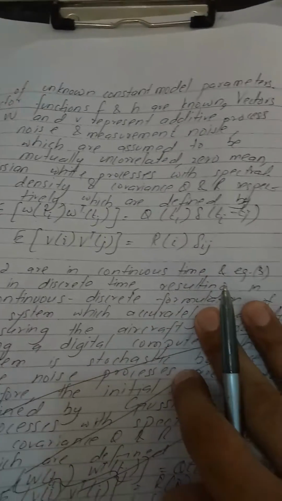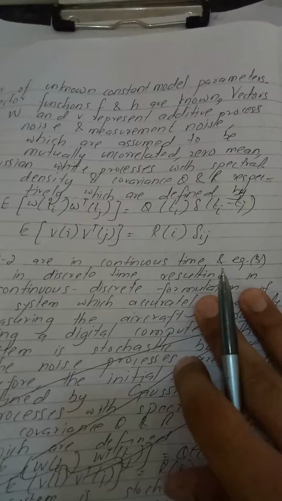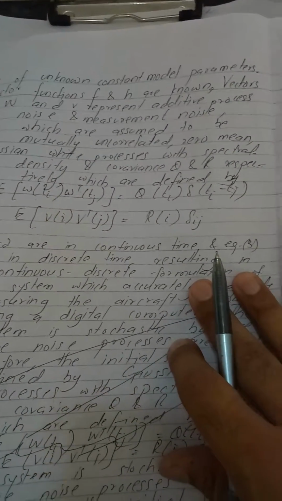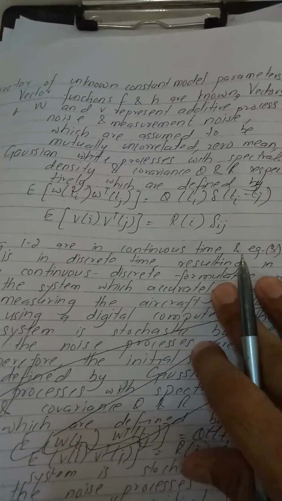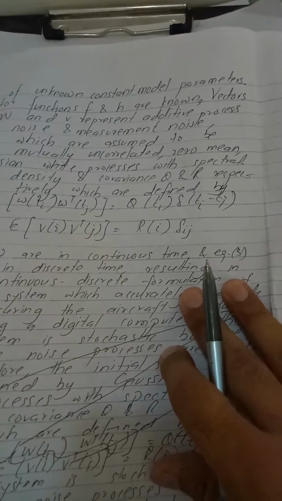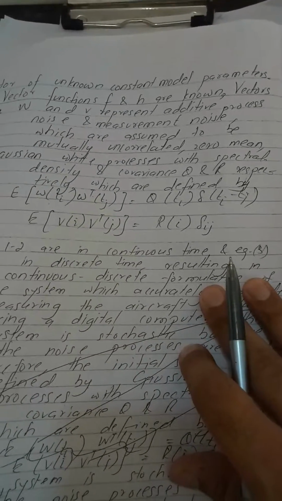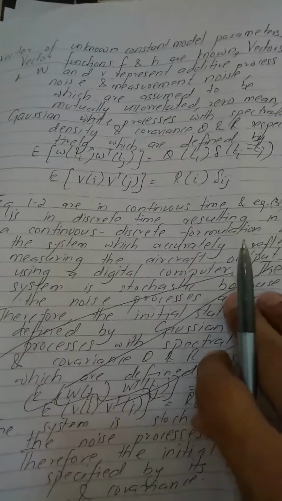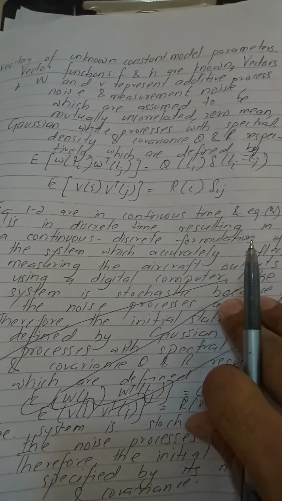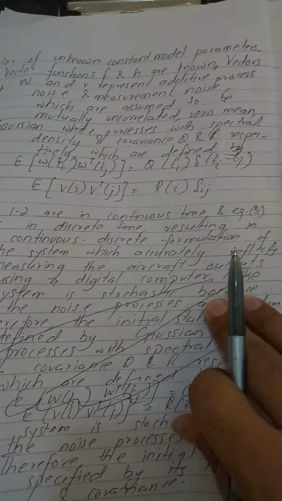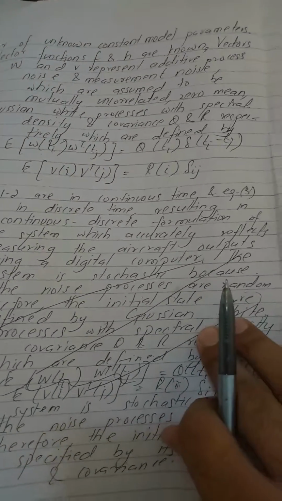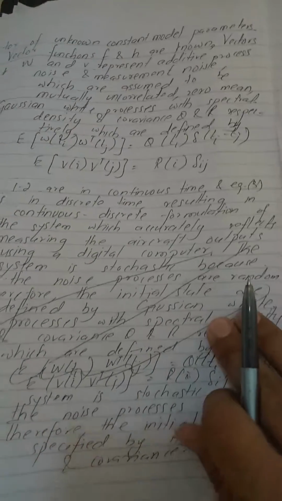w and v represent additive process noise and measurement noise, which are assumed to be mutually uncorrelated, zero-mean Gaussian white processes with spectral density and covariance Q and R respectively, which are defined as in front of you. Equations 1 and 2 are in continuous time, and equation 3 is in discrete time, resulting in a continuous-discrete formulation of the system, which accurately reflects measuring the aircraft outputs using a digital computer.